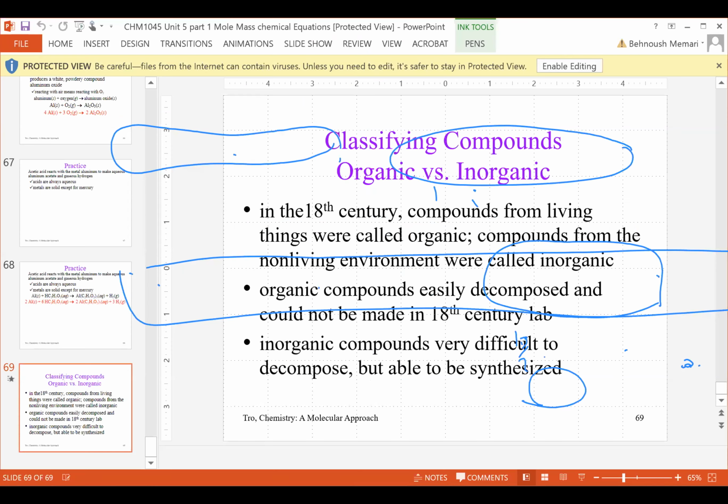Okay, this part, organic versus inorganic, don't worry about it. I think I already removed it. That was the last slide. I don't want you to be worried about organic versus inorganic. It is not part of this exam.